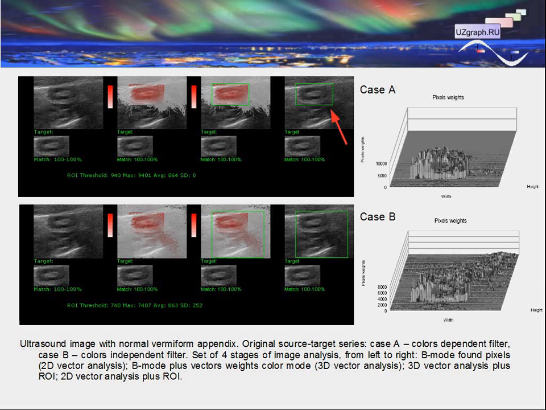This is an original source and target series using the algorithm UseGraph1, and you can see that there is a high level of target detection. Also on the right side you can see the 3D histograms, which were drawn in Calc software from OpenOffice, and they show the pixel weights after processing by the algorithm in a simple 3D way. These histograms should show you the principle of the algorithm's color filtering.